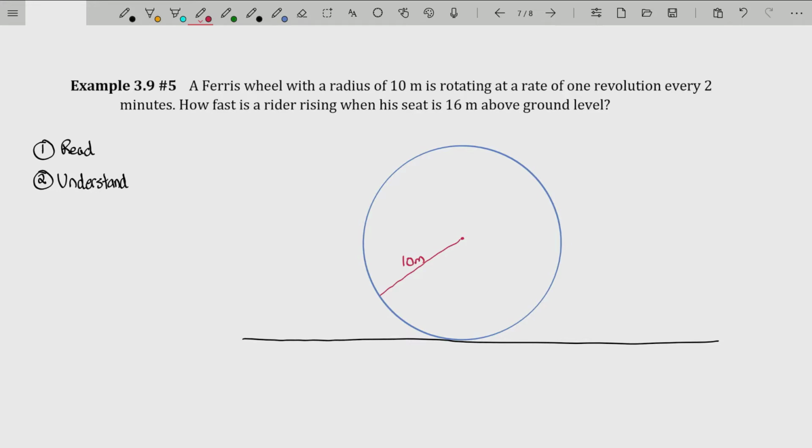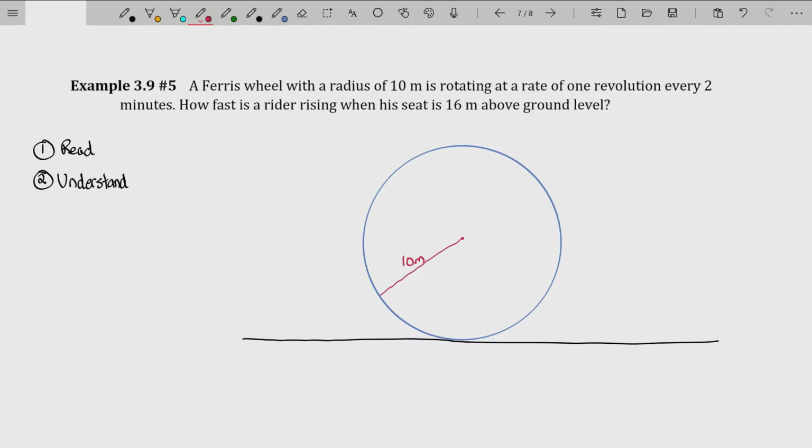It is rotating at a rate of 1 revolution every 2 minutes. This is just to give us a speed for an angle. I can easily see that. So I'm going to state that in a moment. But I do want to label where this rider is.